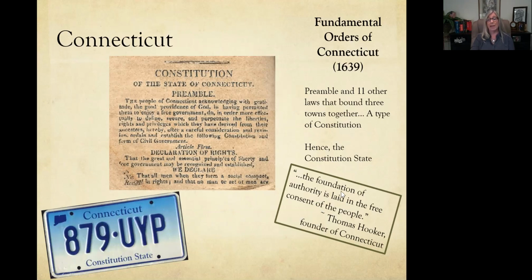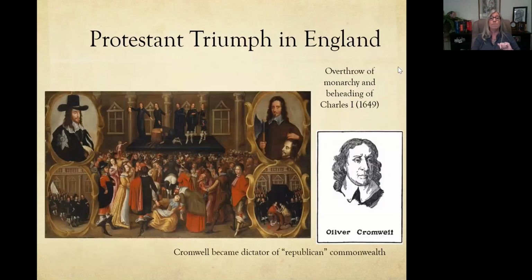But it's saying that the authority of the government comes from the people giving the authority to the government. And that's going to be a very foundational element of the United States Constitution later on. So this Constitution of Connecticut, the colony of Connecticut, does have implications for the United States Constitution later on.